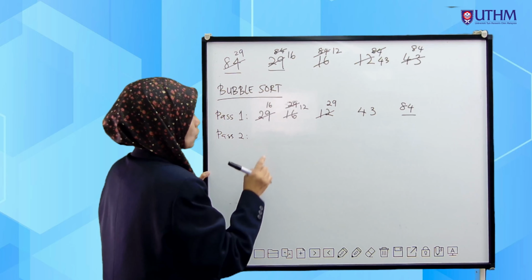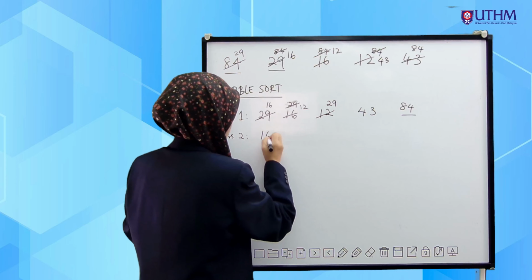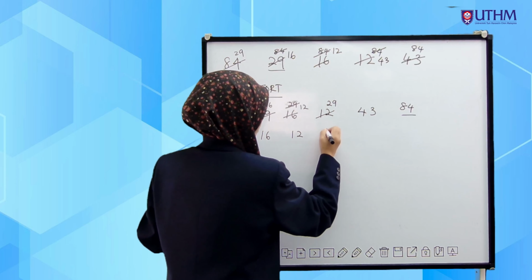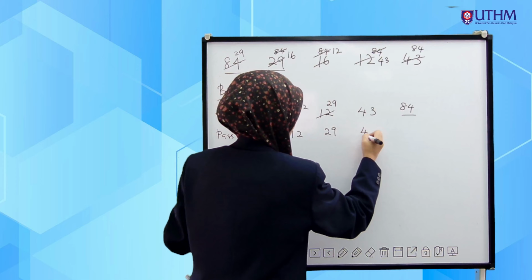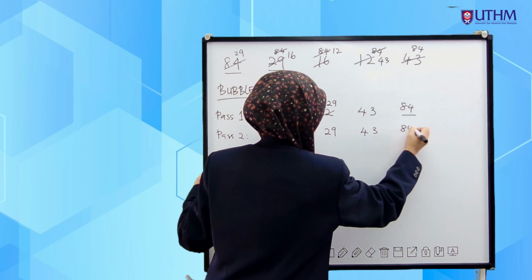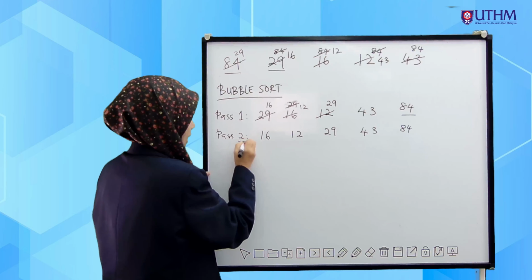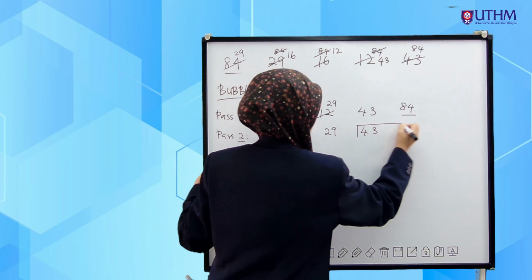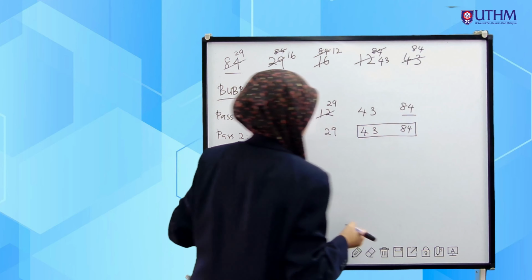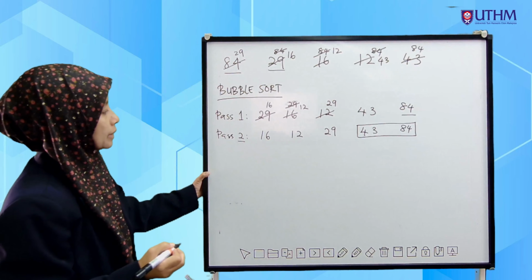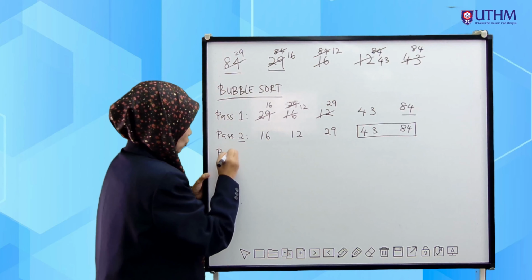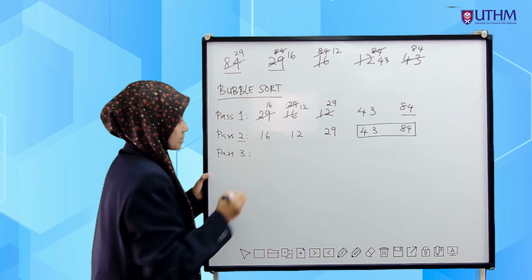So what will happen now? You have 16, 12, 29, 43, and 84. So after the second pass, the last two values here are already in sorted order. We have to go through this for the next pass.